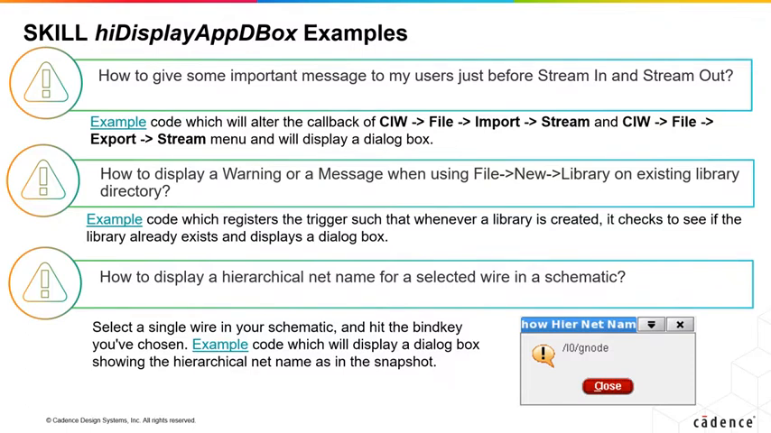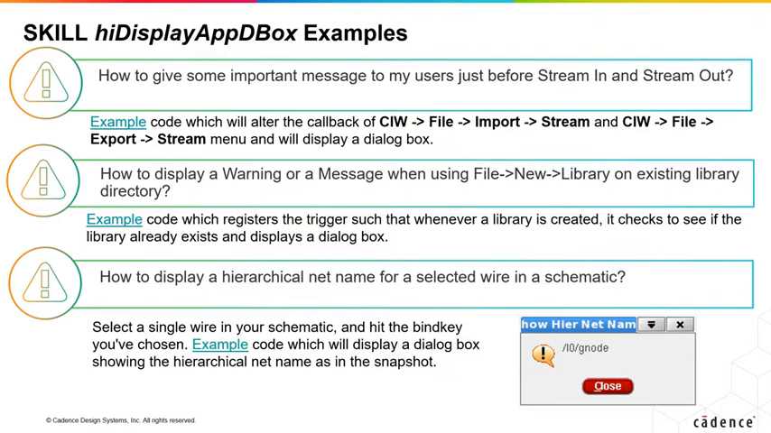Next, how to display a warning or a message when using file new library on an existing library directory. So this example code registers a trigger such that whenever a library is created, it checks to see if the library already exists and then displays a dialog box.